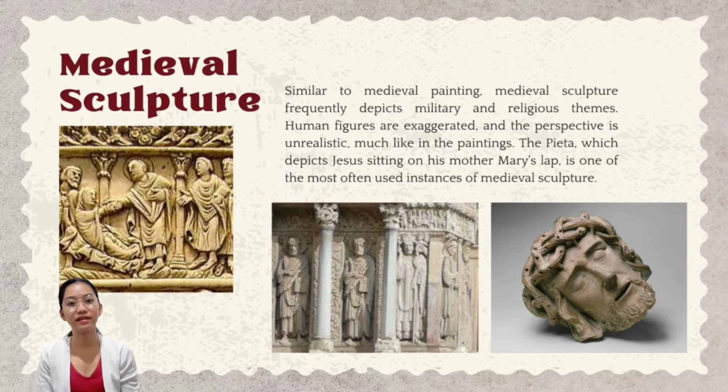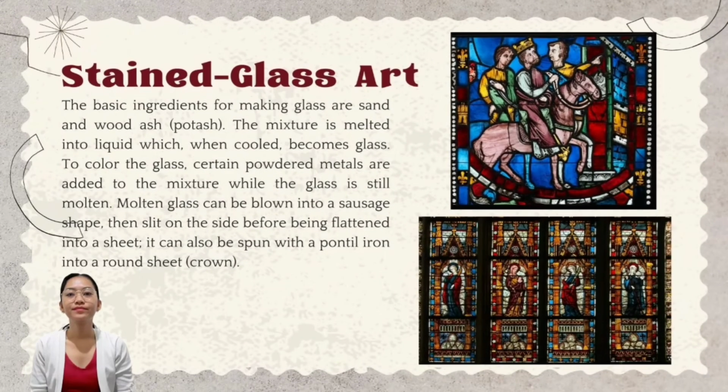is unrealistic. So the Pieta, which depicts Jesus sitting on his mother Mary's lap, is one of the most often used instances of medieval sculpture. So Mary is sometimes shown holding a baby Jesus in her arms like a throne as Mary sits absolutely upright. And occasionally he is shown to be a grown man who has just been removed off the cross. Next one, we have the stained glass art.